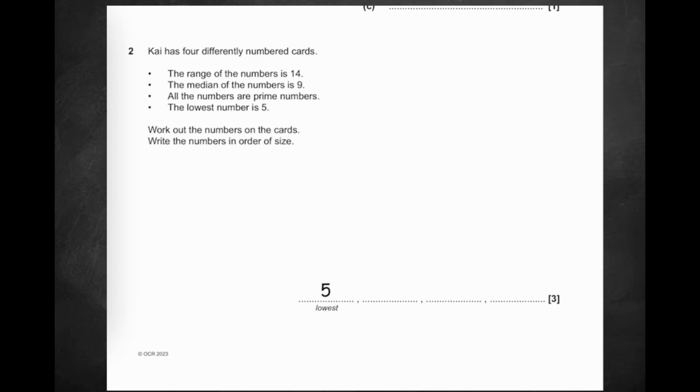We know that the range is 14, and we know 5 is the smallest. So, range 14, 5 smallest. Therefore, 19 must be the largest, as the range is just the gap between the smallest and the largest number. So we're going to put 19 in here straight away.